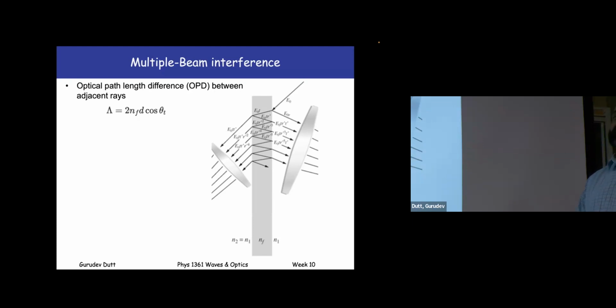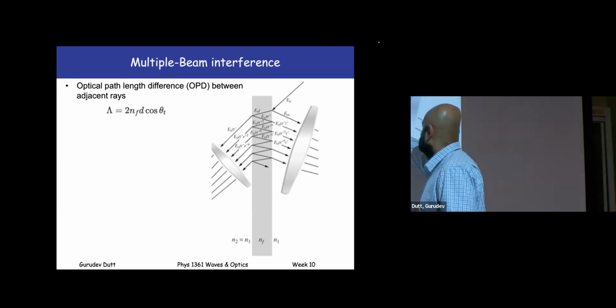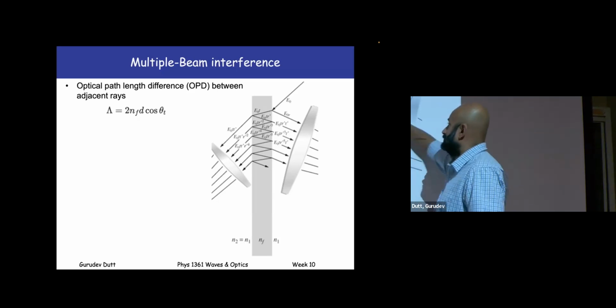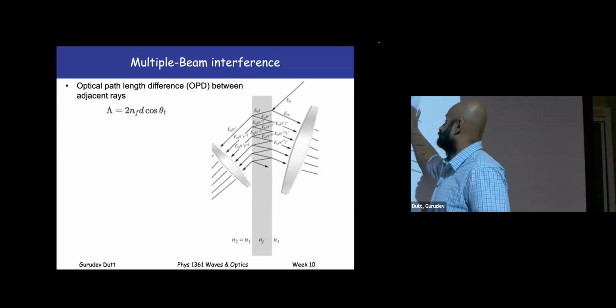But now we are going to add in, or put in, something new. Previously we were considering the first reflection, and then the reflection inside the film, and then we were just considering the interference between those two. That was our Haidinger fringes, or fringes of equal thickness, etc., etc.